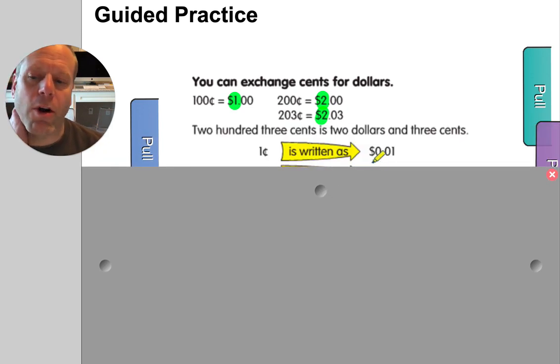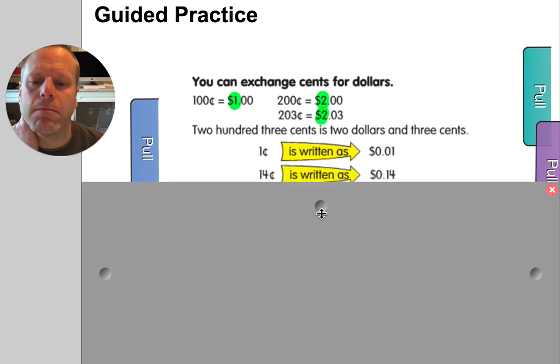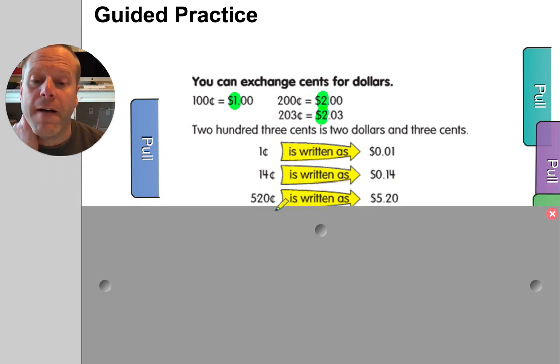All right, so here are a few more examples. 1 cent can be written as $0.01. 14 cents can be written as $0.14. 520 cents is the same thing as $5. That's most of it right there. And then just the 20 cents left over.